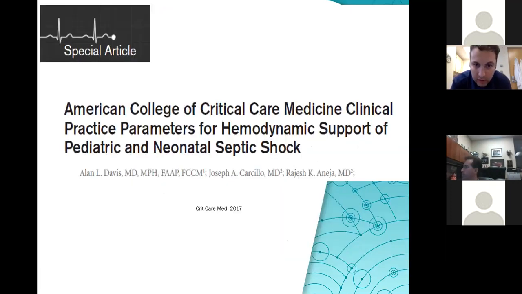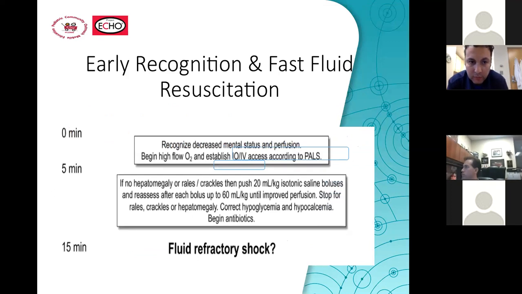Very similar. The American College of Critical Care Medicine has a practice parameter for hemodynamic support in pediatric and neonatal septic shock. This is an updated version in Critical Care Medicine in 2017, updated from the 2004-2009 document, and it has a very similar pathway to what the AAP and Children's Hospital Association made. I like it more, not being an intensivist. I feel I can follow it very closely, and it's clear in timing.